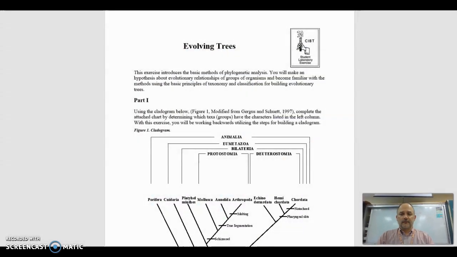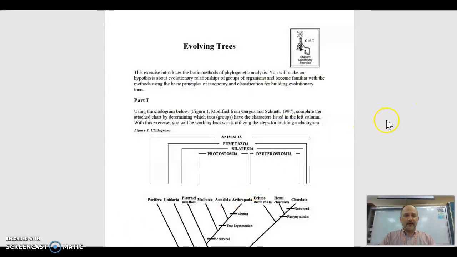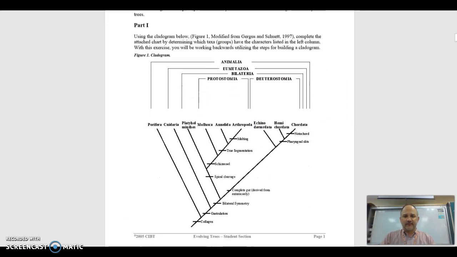Hi there. I'm making this video to help you with the evolving trees phylogenetic activity. So the activity looks like this. There's a little background information, and then part 1 involves interpreting a phylogenetic tree that's given to you.